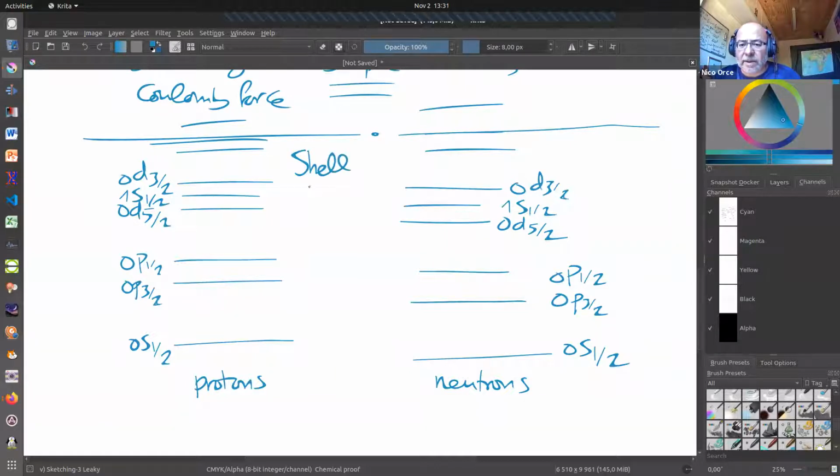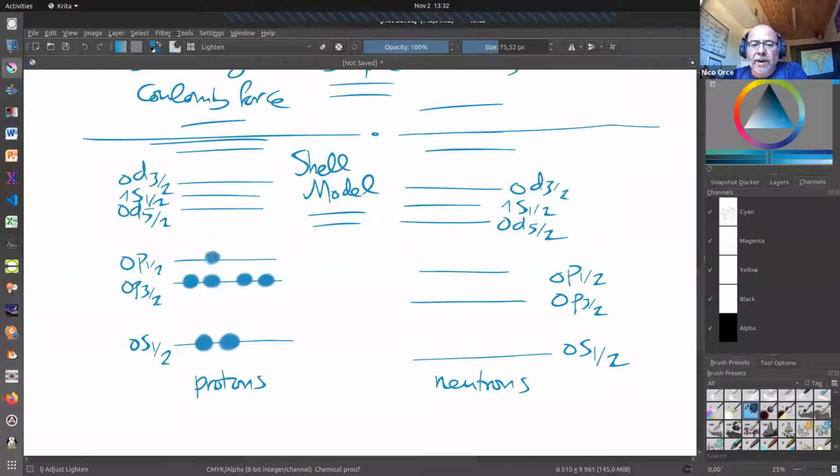So this is a little bit of a preliminary introduction to the shell model. And in this particular case, the occupancy will be 2 protons. Here we have 4. And again, this will come because the Pauli principle only allows particles to have different quantum numbers. If you have the same quantum number, then you cannot live in the same floor.